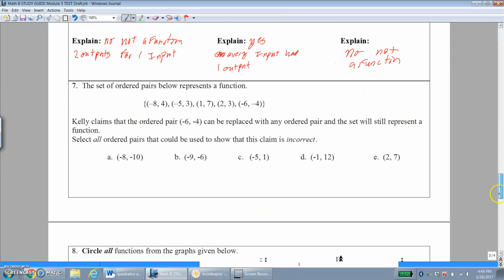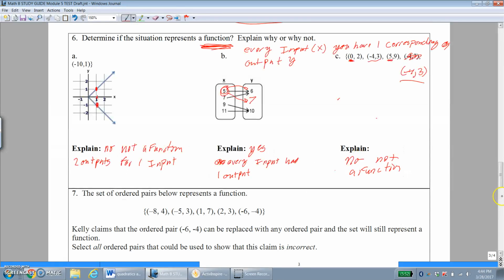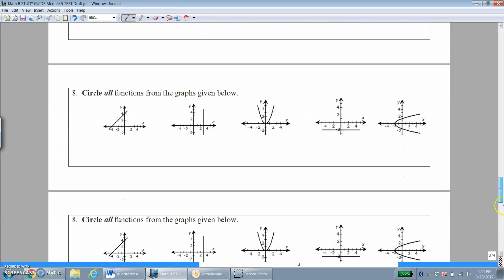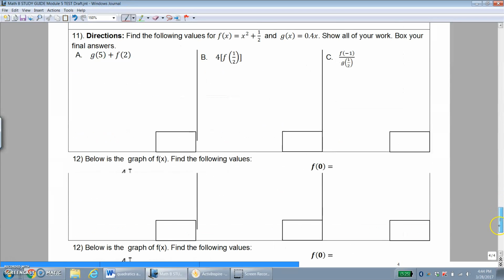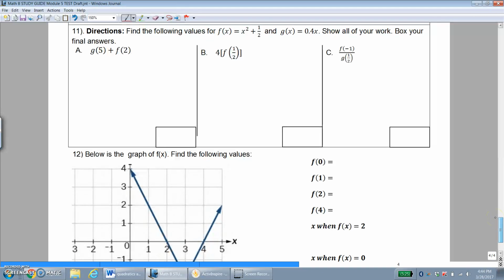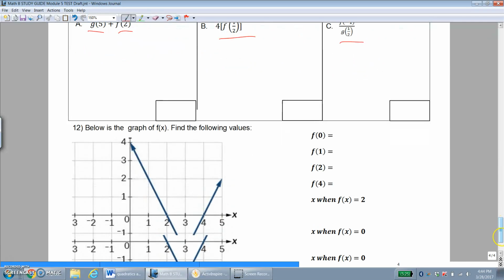All right, let's skip that one. I want to go over two others with you. This, guys, I already saw your test. This will definitely be on your test for number 11, so make sure you know how to do all these. If you have questions, ask the sub or ask myself.